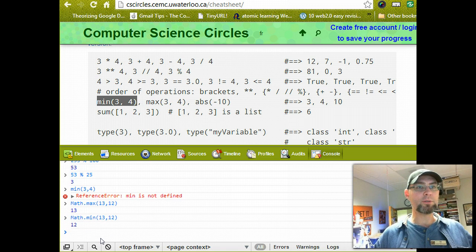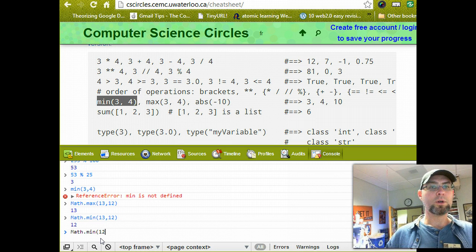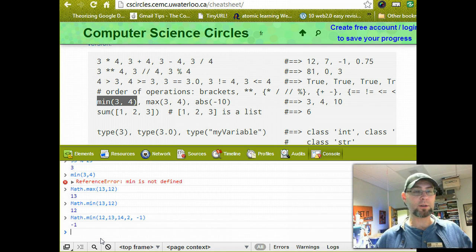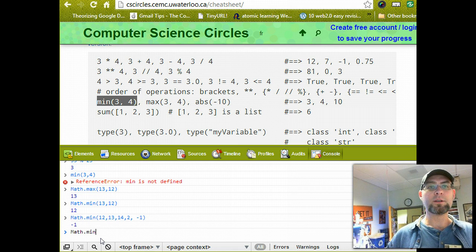Will it take more than one value? Math.min 1, 12, 13, 14, 2, -1. Wow, it works for a larger group. So how many could it take? What are things we can do? We don't know exactly. We can try math.min, or we can go math.